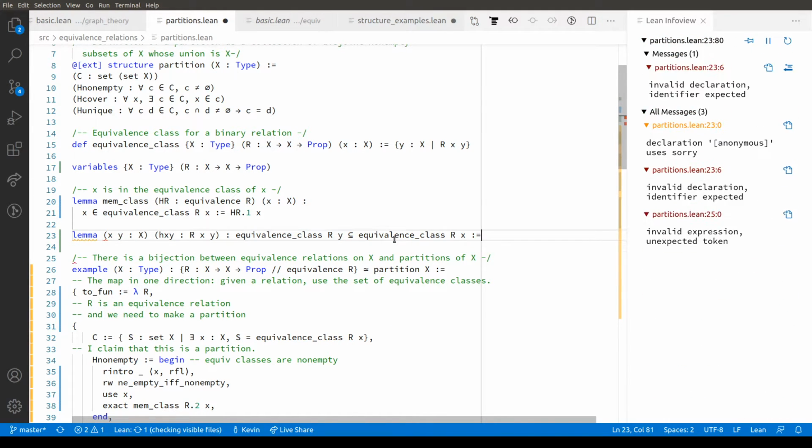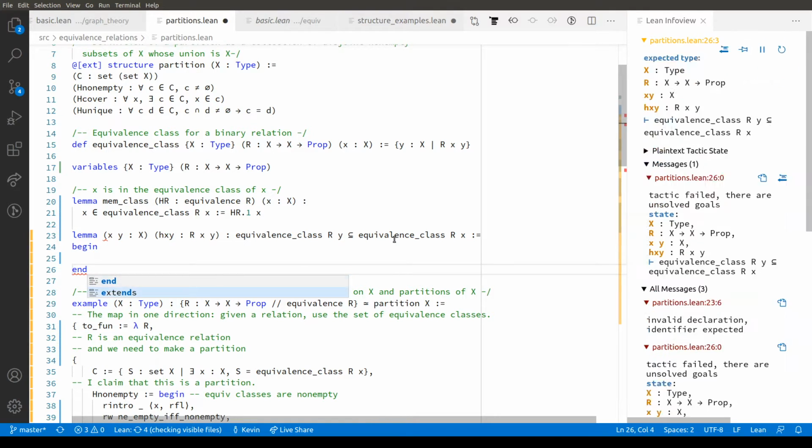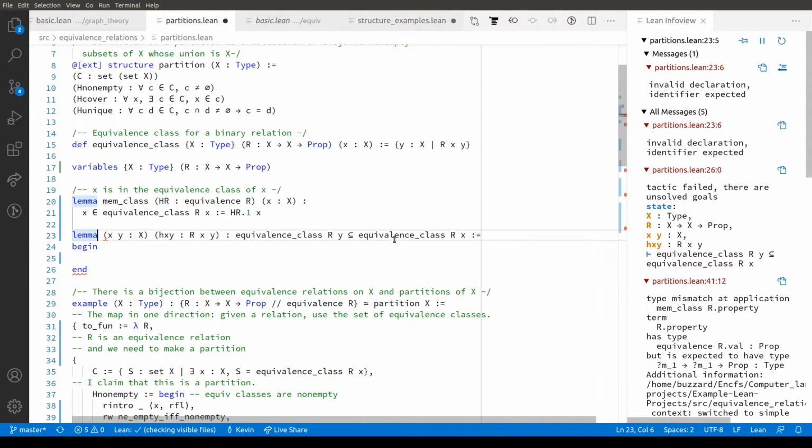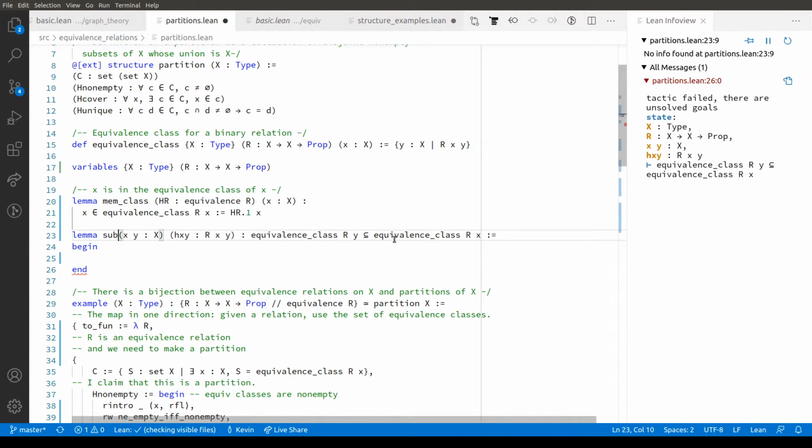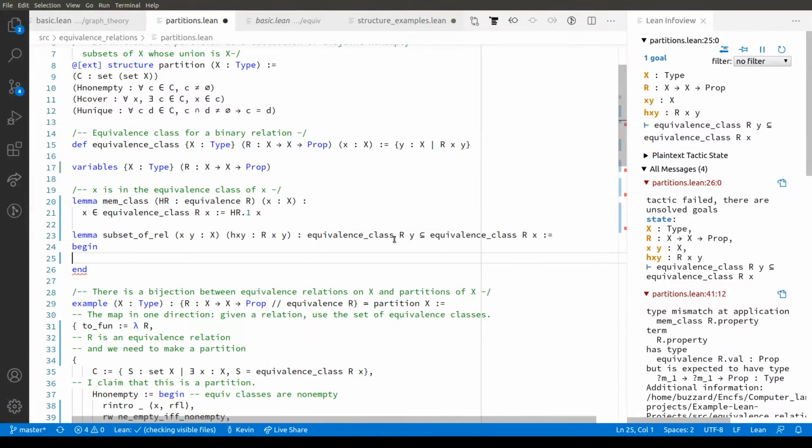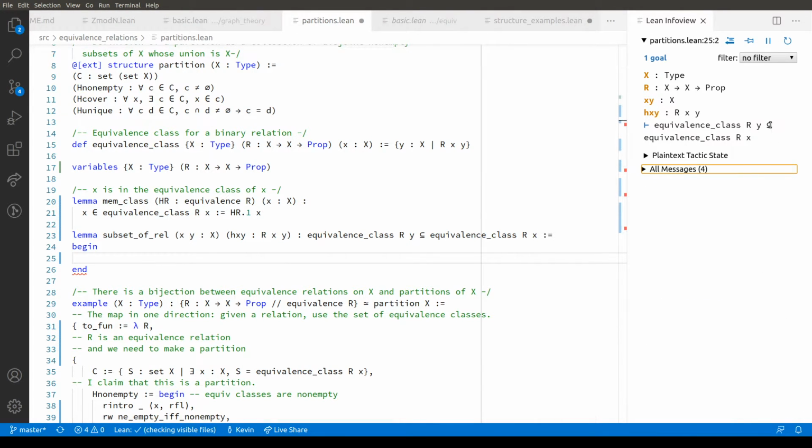So let's prove that. Oh, it hasn't got a name. This should be called, I don't know, subset of rel. There. If x and y are related, then the equivalence class of y is a subset of the equivalence class of x. So how are we going to prove that? What does it mean for a set to be a subset of another set? It means every element of this set is in this set, right?